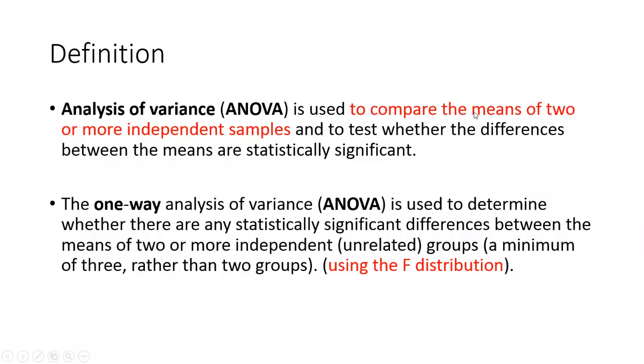When we compare two means, we use the t-test. So we use ANOVA when we are comparing more than two independent samples, that is 3 or more, and we test whether the differences between the means are statistically significant or otherwise. The test that we use in ANOVA is known as the Fisher test, also known as the F test, and the distribution is known as the F distribution.